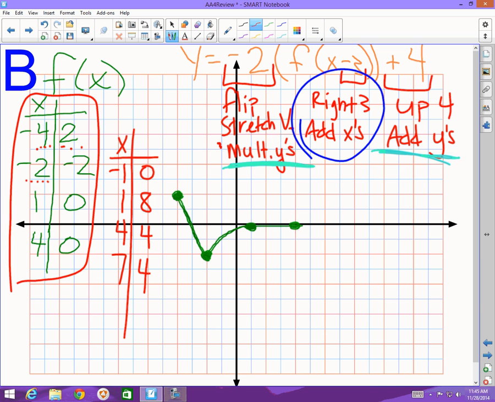And so here are our new coordinates for this function. Negative 1, 0, 1, 8, 4, 4, and lastly 7, 4.